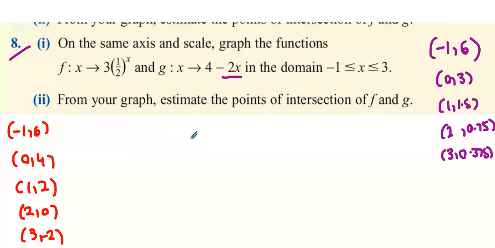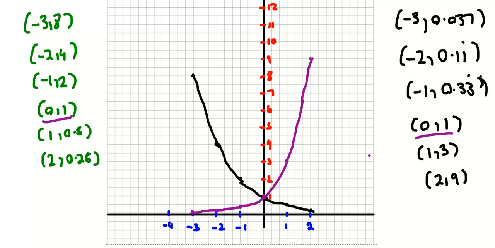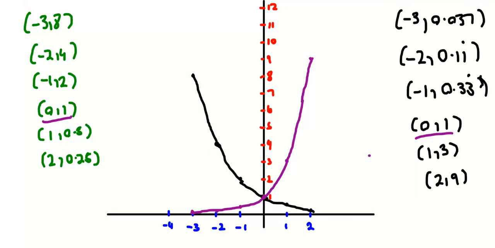If you look at the question, from your graph, estimate the points. It's plural, so it could be 2 points of intersection of f and g. So you have to use your first graph versus your second graph, okay? So I'm just going to grab my graph paper here. We're going to draw this and then see what happens, okay?